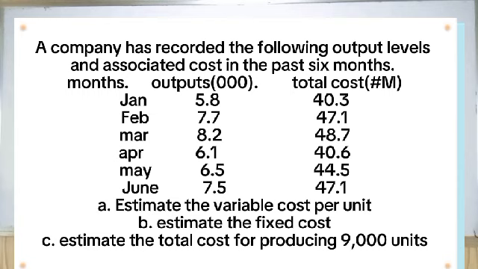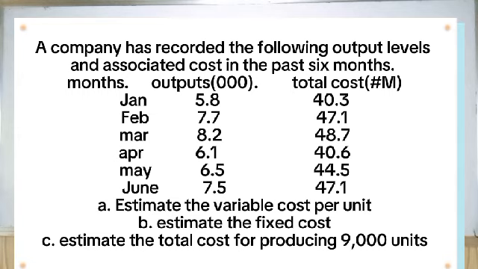So we have a question which goes thus: a company has recorded the following output levels and associated costs in the past 6 months. So we have the month, the output in thousands, and the total cost in millions. So we have January, 5.8 thousand. Let's just put it as 5.8. January 5.8, total cost is 40.3. February 7.7, total cost is 47.1. March 8.2, total cost is 48.7.